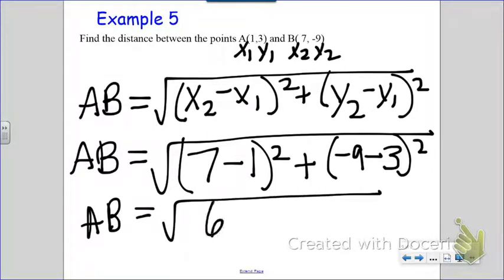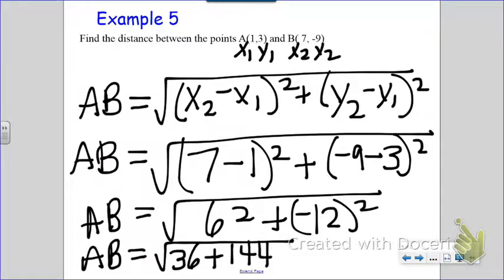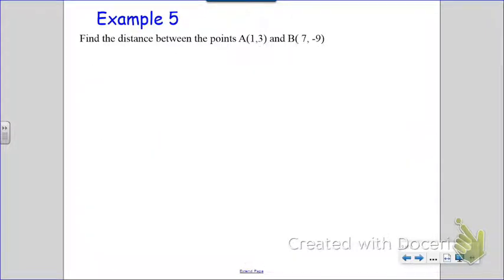7 minus 1 is 6. Negative 9 minus 3 is negative 12. And you can leave it in square root form or find a decimal if you like. 36 plus 144. Which would be the square root of 180. And again, you can write this as a decimal if you want. And that's it for our notes for today.